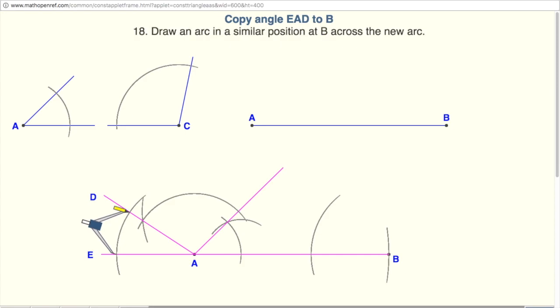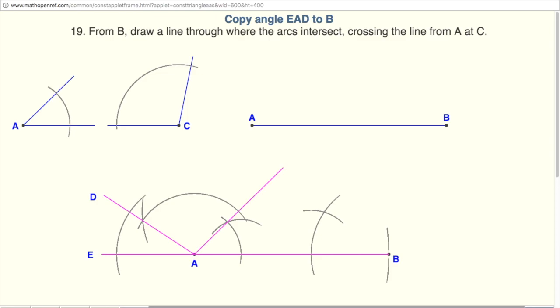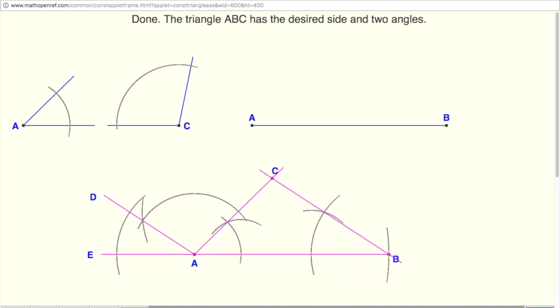Draw an arc in a similar position at B across the new arc. From B, draw a line through where the arcs intersect, crossing the line from A at C. And done, we have our triangle. Triangle ABC in the middle there.